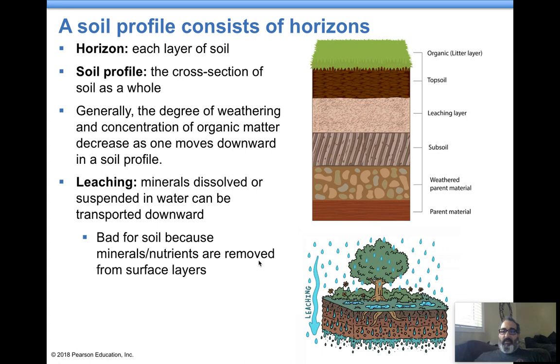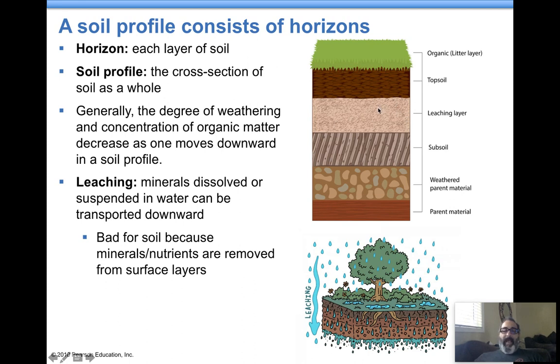Horizons, these are the layers of soil. You start with the very top layer, the organic layer, litter, things that end up on the ground. Then you have the topsoil, which is a little darker in nature. People apply topsoil when they're growing things at their house. Then you have a leaching layer.